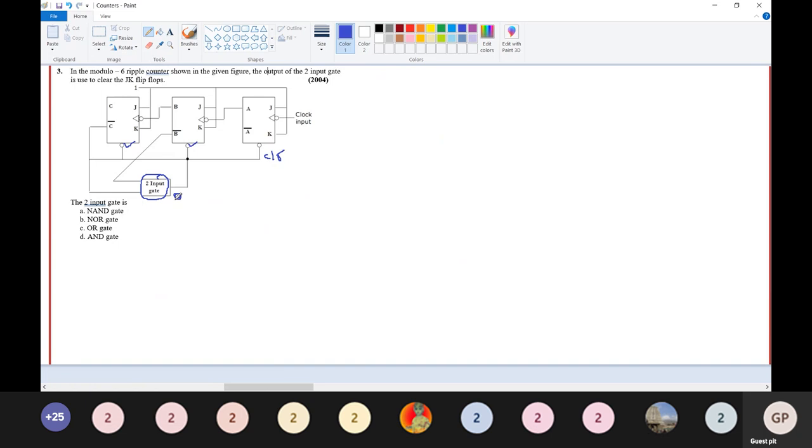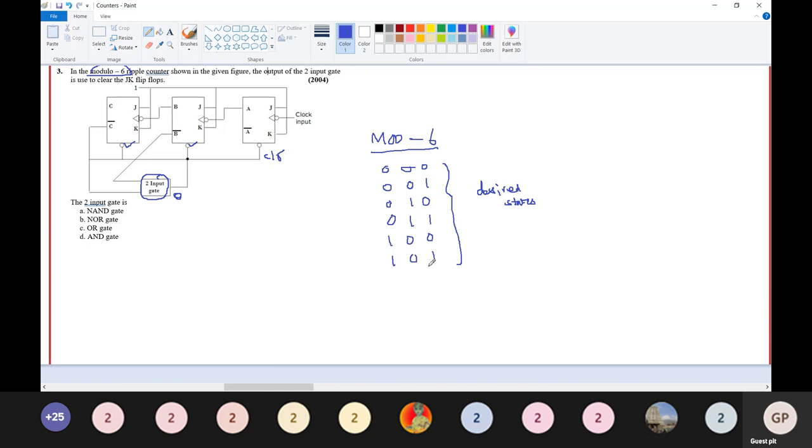So mod 6 implies that it has 6 unique states starting from 0, 0, 0. Since it is given as a modulus 6, it has 6 unique states: 000, 001, and so on. As I already told you, when a clear input is present, it is an up counter. So since mod 6 is mentioned, we have 6 states: 000, 001, 010, 011, 100, 101. These are the desired states.